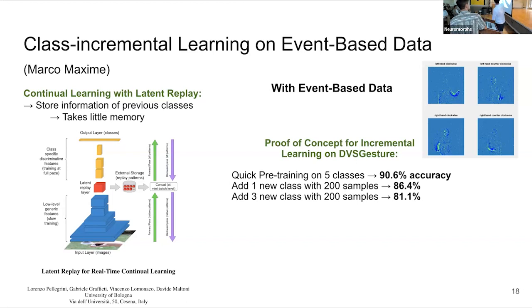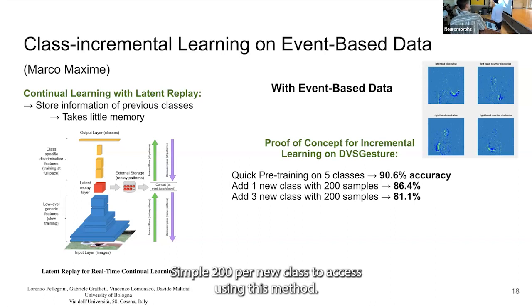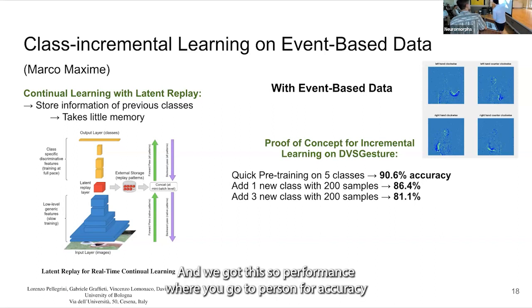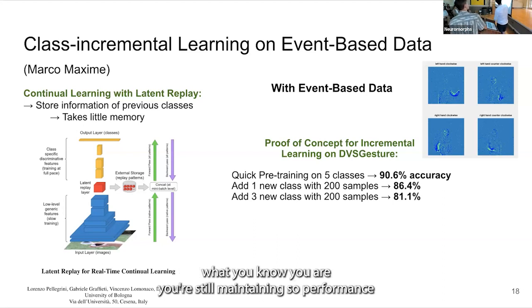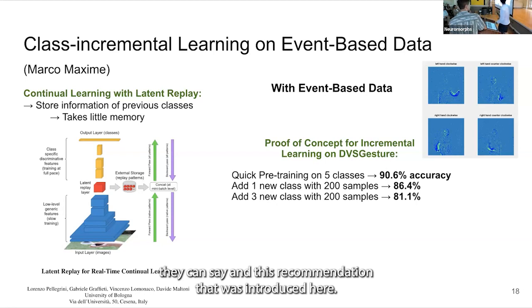These are not the state-of-the-art accuracy at all in this data set. We're using only 5 classes, with few pre-training samples. We were starting at 90% accuracy, and then starting to add, with few extra samples, only 200 per new class, trying to add a class using this method. And we got some performance where you got a decay, of course, in the full accuracy, but you're still maintaining some performance on the whole classes, although you have only a few samples, thanks to the latent replay and this regularization that is introduced here.